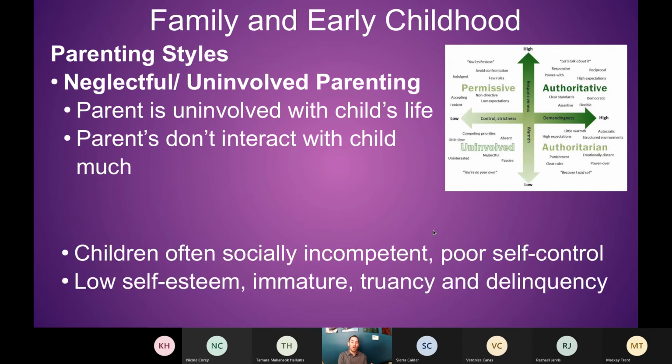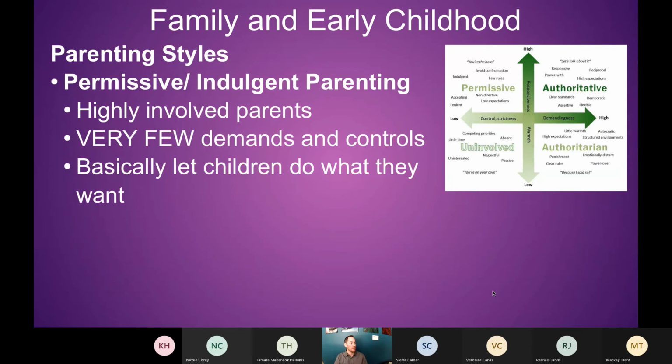So children of uninvolved or neglectful parents tend to be more socially incompetent, and you can see why this might be at the early childhood stage. With a parent being one of the primary social interactions, it's hard to become more socially competent when you don't get that time and chance to practice emotions and emotion regulation and all these kinds of things. If you're not doing that, you're going to be a little behind and maybe seen as immature by peers or teachers a little bit later on. Poor self-control, lower self-esteem, higher truancy and delinquency. These are commonly associated with neglectful parenting.